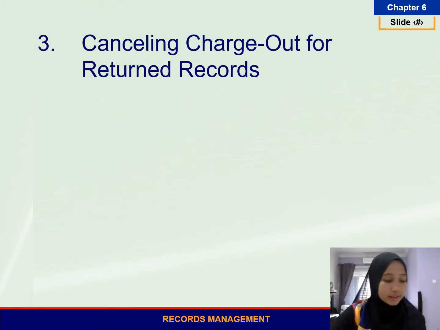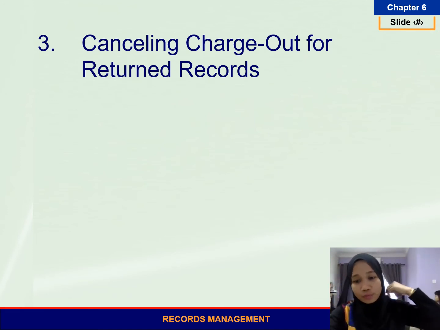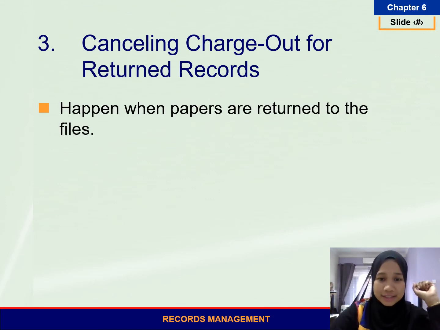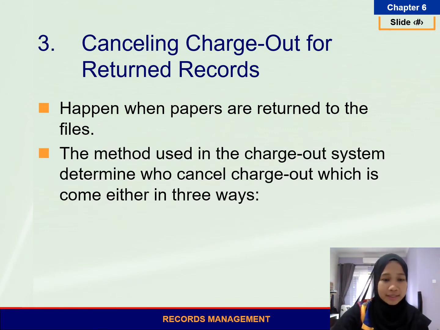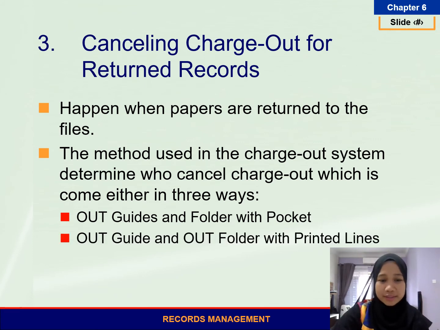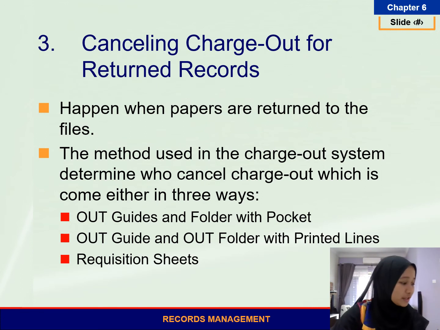Okay, so I have explained two procedures for borrowing records. Okay, so this is another, third procedure untuk borrowing records. Third procedure adalah cancelling charge out for written records. Okay, so it has happened when papers are written to the files, then the method used in the charge out system determines who cancels charge out, which comes in three ways. Okay, so ni bila kita nak cancel balik charge out, bila orang dah return back the information. Okay, so ada tiga cara untuk kita cancel balik charge out yang kita dah keluarkan tadi.